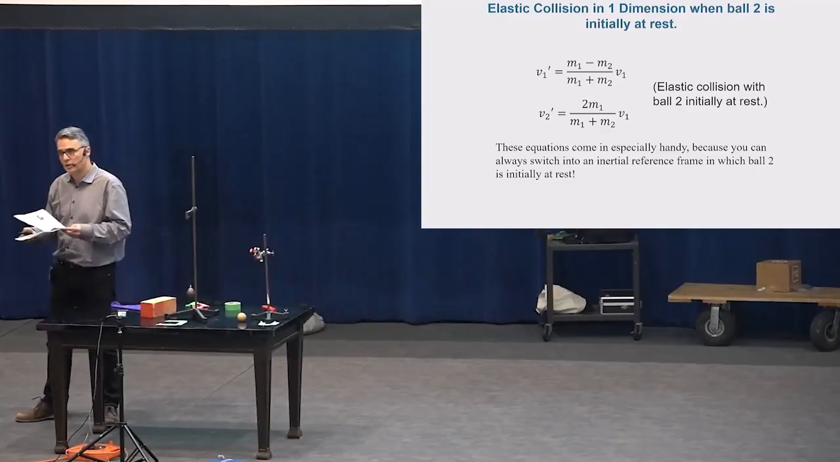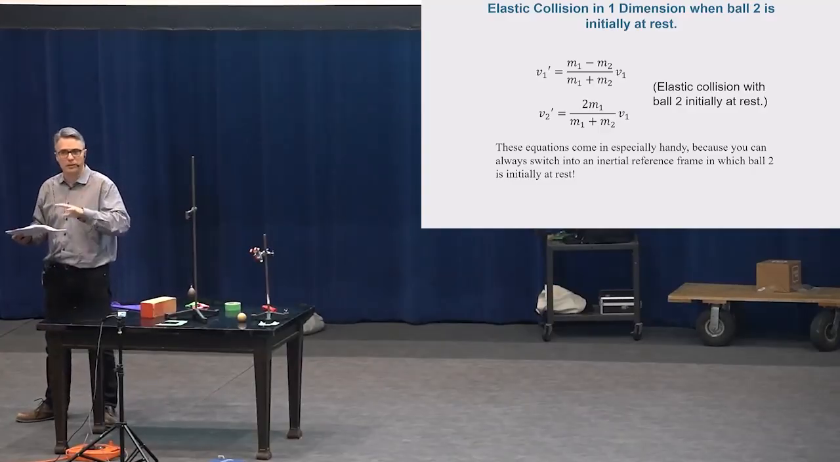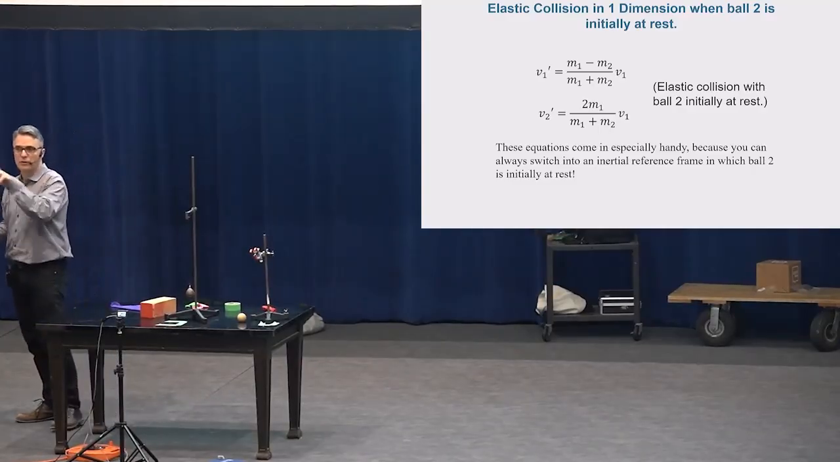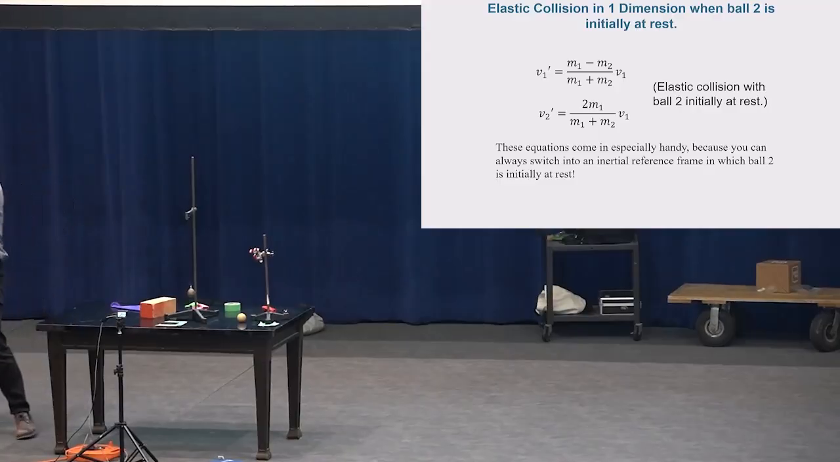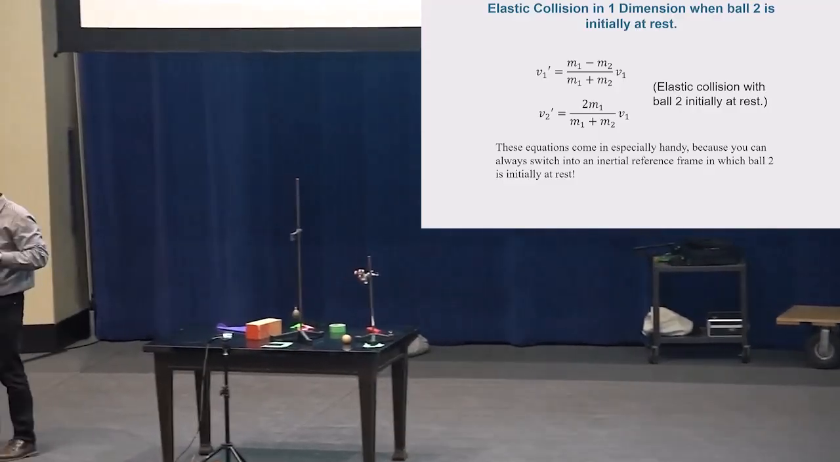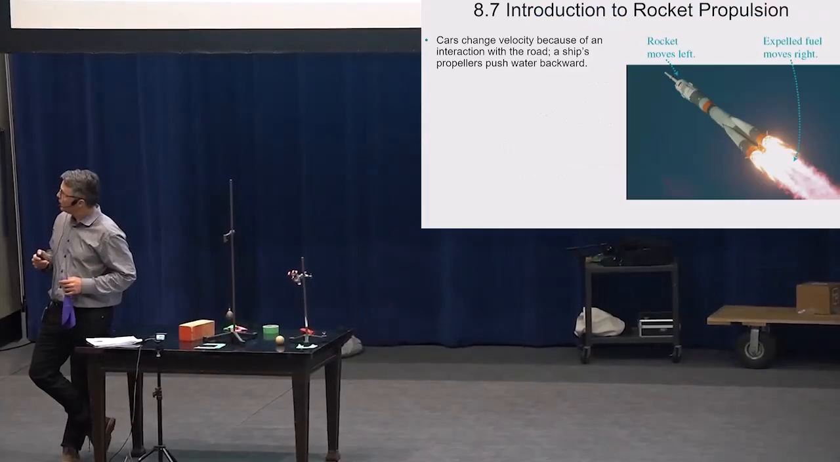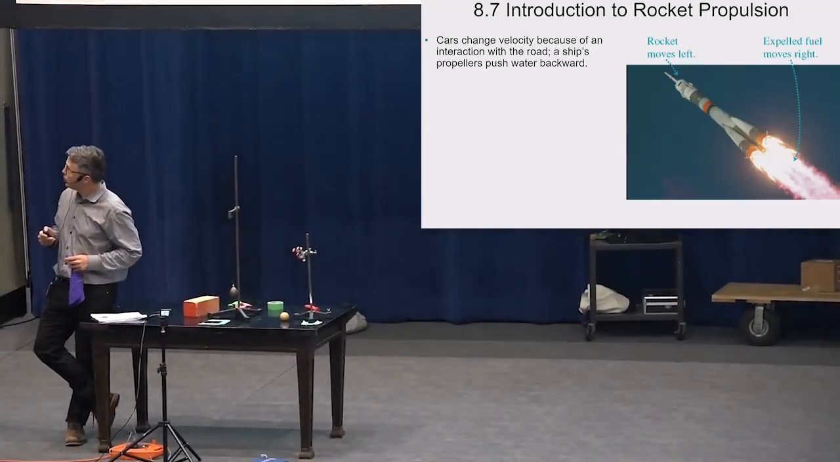So these are actually equations that a lot of physicists use even in particle accelerators, where you go to the rest frame of the target, and then these will be the final velocities of your two objects. The rocket moves left, the expelled fuel moves right.